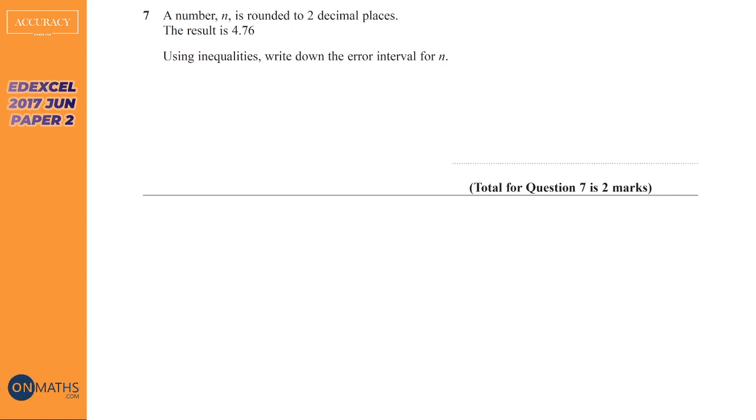Now the easiest way of doing this is just to draw a quick number line and put the number that we've rounded to in the middle and figure out what the next one down would have been. So if it had been a little bit smaller, what's the next one down it could have rounded to? Well, that's obviously 4.75. And if it was a little bit bigger, what's the next one up it could have rounded to? 4.77. Simple as that.